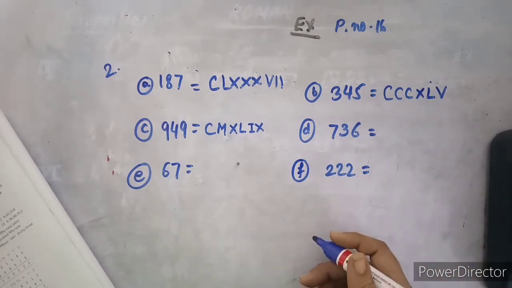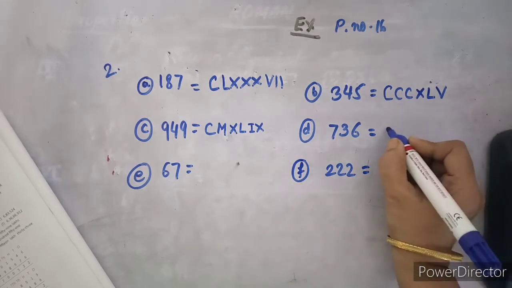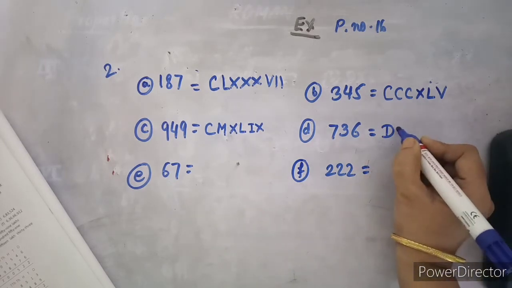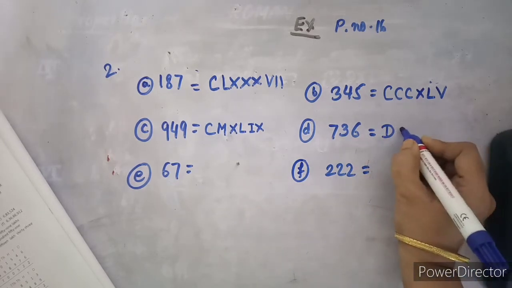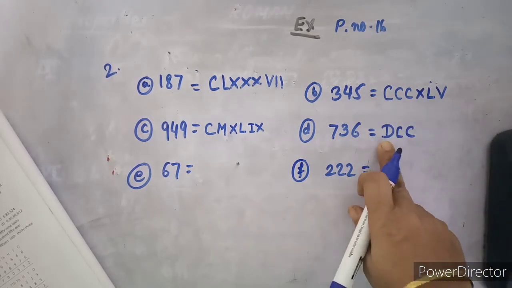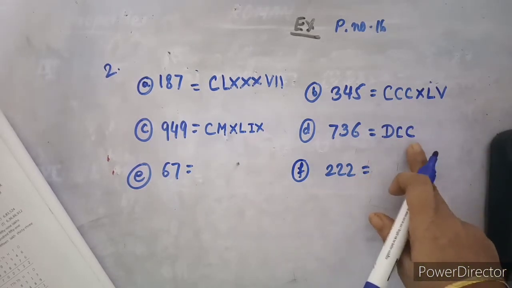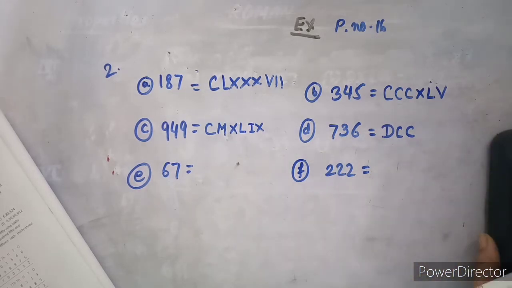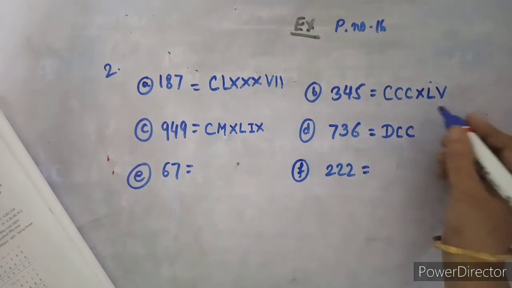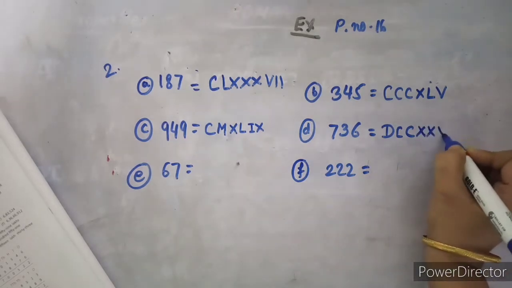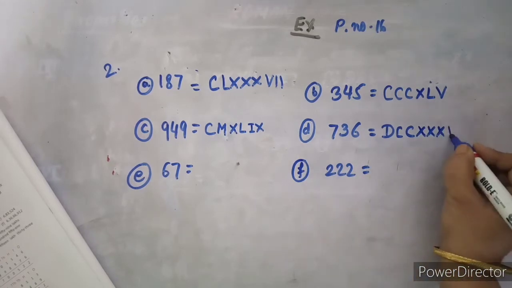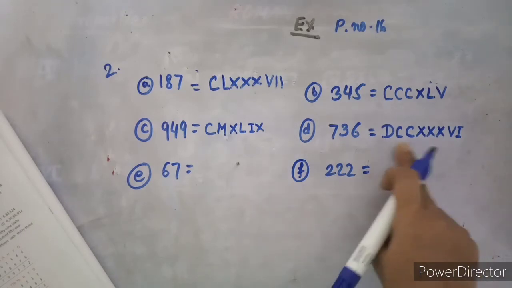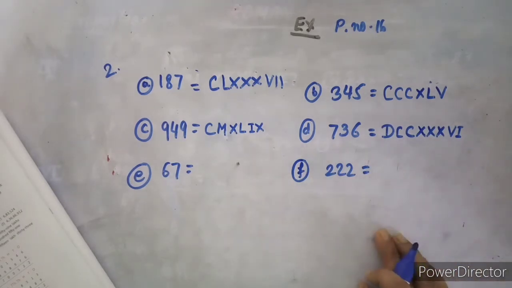Okay, now go to 736. Now for 500 you know the symbol is D. 700 means 100, 2 hundreds should be there. So this is the symbol for 500, this is 100, this is 100, so that makes 700. Now 36. 36 means you will be representing it by 3 X's and then you have 6. Okay, so this is how you write 736.